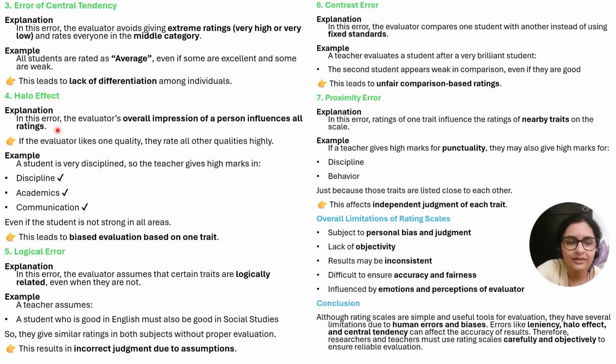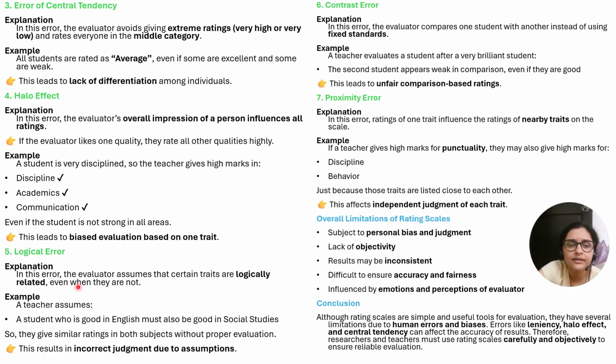Halo effect. The evaluator's overall impression of a person will influence all ratings. Like if the evaluator has a good impression of the person, he will give all tests as good. If he doesn't have a good impression of the particular person, whatever test he answers, he will give bad marks. It is like that. If the evaluator likes one quality, then he rates all the other qualities highly.